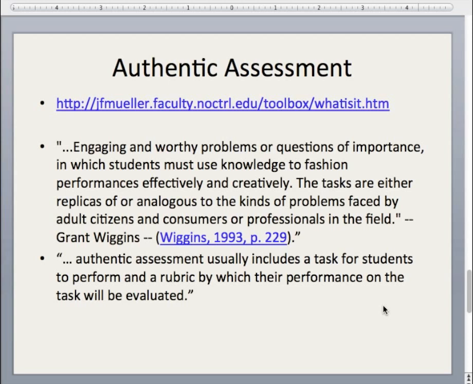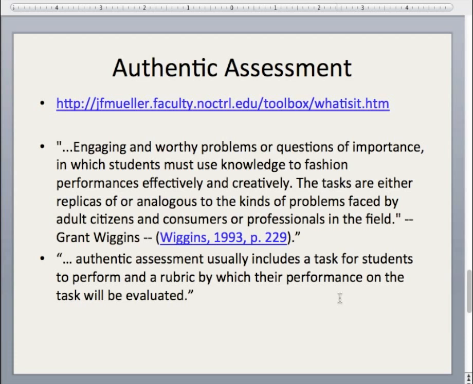This is very Dewey-esque. Look, we've got Grant Wiggins, backwards design. Engaging in worthy problems or questions of importance in which students must use knowledge to fashion performances effectively and creatively. The tasks are either replicas of or analogous to the kinds of problems faced by the adult citizens and consumers or professional in the real world. You can't get more Dewey-esque than that.